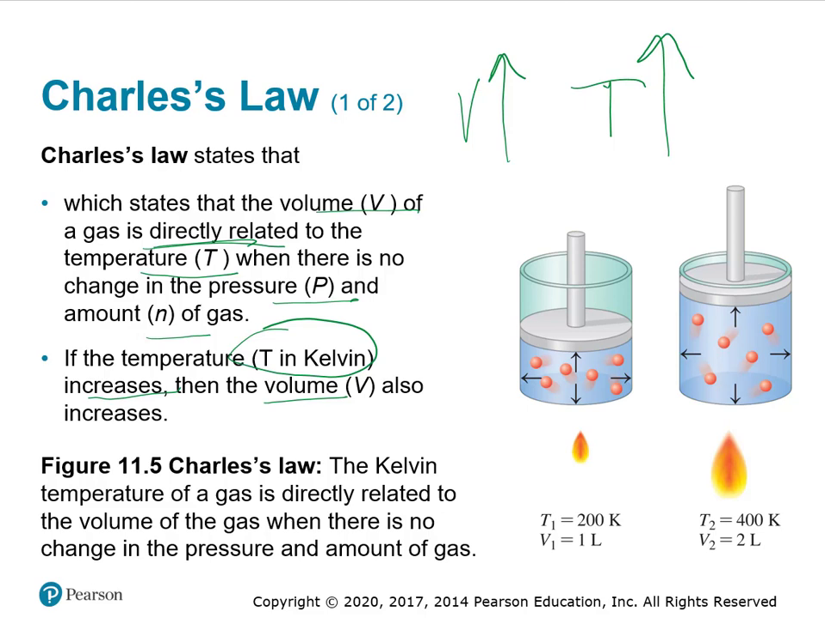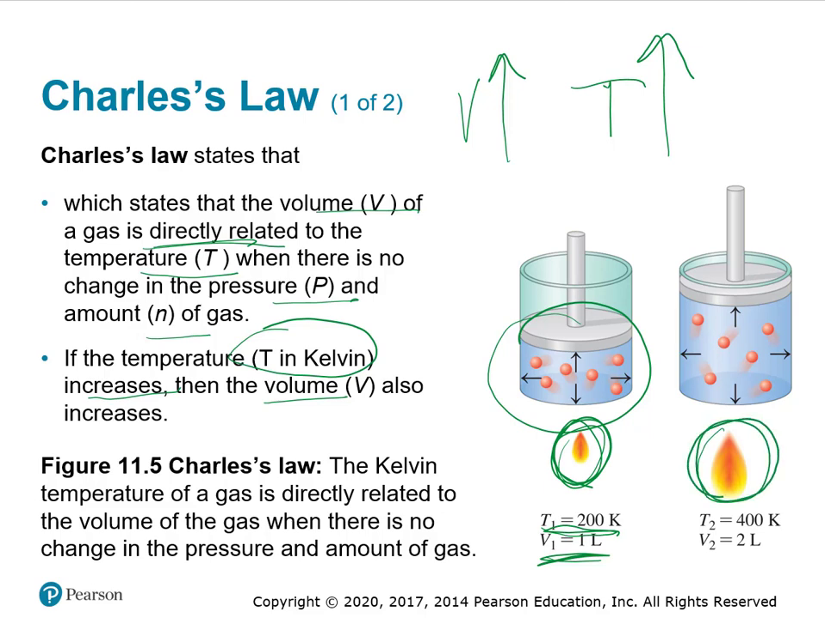Let's look at the example right here. Here I have a volume of 1 liter and my temperature is 200 Kelvin. And we can see that we have a small flame here. Let's say that we make that flame a lot bigger and we heat it up. So we go from 200 Kelvin to 400 Kelvin. We can see that our volume went from 1 liter to 2 liters. Those particles start moving faster and with more energy, so it will push that plunger up because those particles are going to be hitting the container more forcefully.